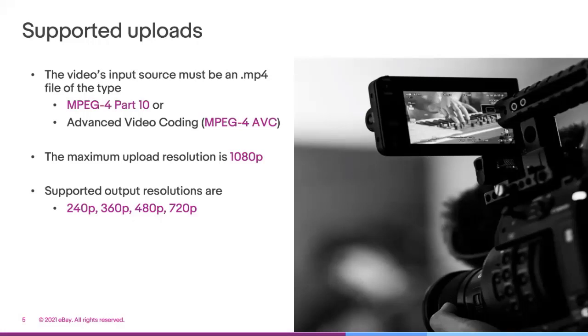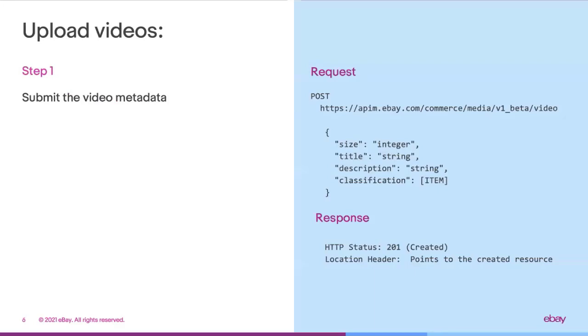Uploading a video is a simple two-step process. In step one, you submit the video metadata. One thing to note here is that this is a different gateway that we have. It's apim.ebay.com, which is dedicated to this feature. We did not think it was appropriate to have these coupled with api.ebay.com that serves all other eBay traffic. We hope you benefit from this dedicated gateway.